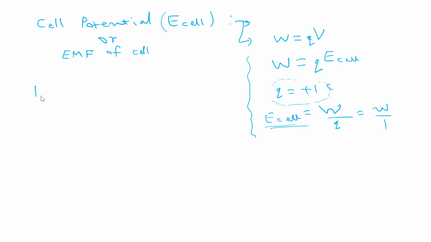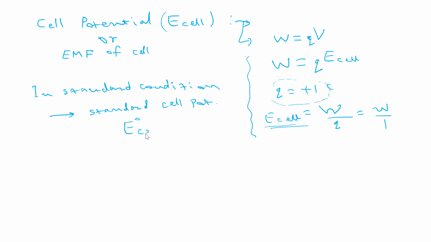Then in standard conditions, what name do we use for cell potential? It is known as standard cell potential. Great. And standard cell potential is denoted by E naught cell. Do remember. Okay, so now this is the definition.